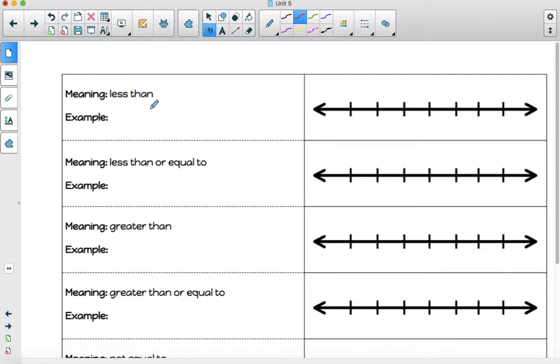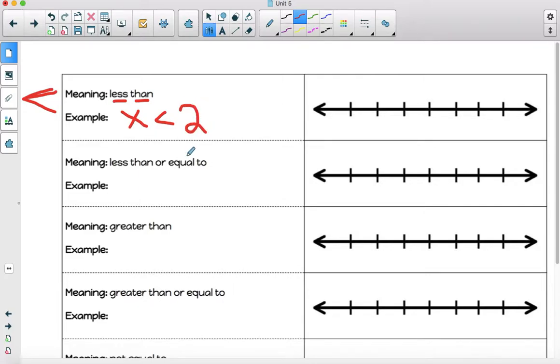Okay, so when we're talking about less than, on the front of this foldable, we're going to cut this out so it makes those flappies. So on the front of this rectangle, I want you to write the sign for less than. Okay, so this is the sign for less than. We want you to write that. And this sign, just as its meaning, means less than. So an example would be x is less than 2.